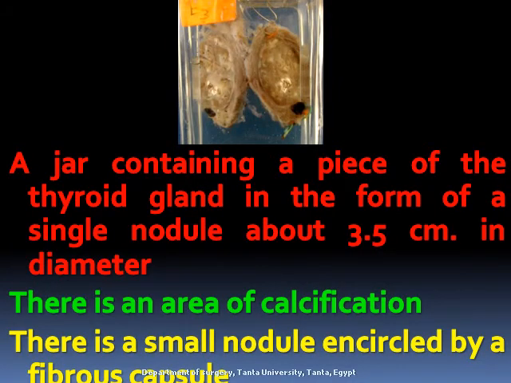A jar containing a piece of the thyroid gland in the form of a single nodule about 3.5 centimeters in diameter. There is an area of calcification. There is a small nodule encircled by the fibrous tissue.